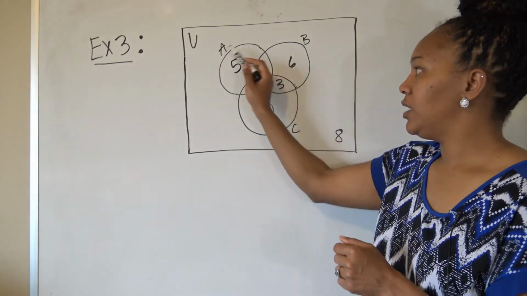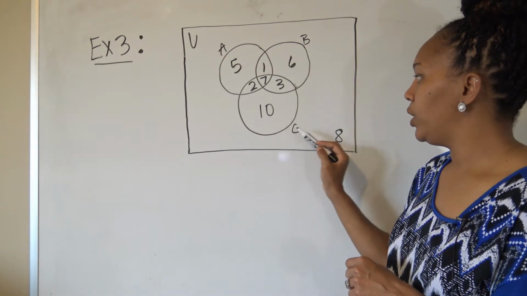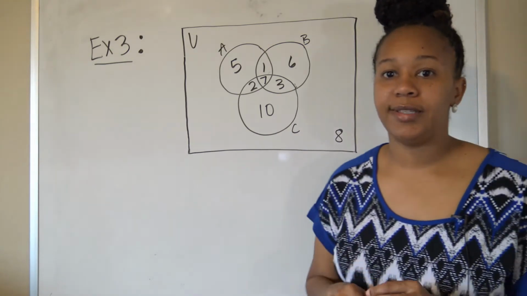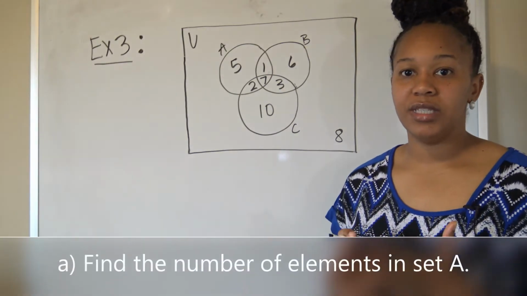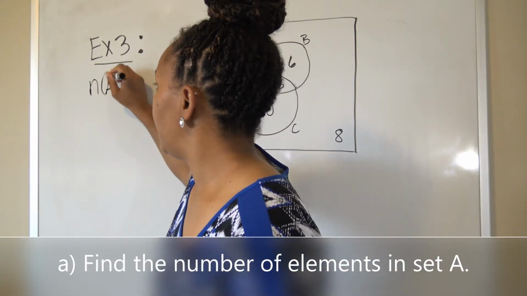Okay, so I have this set A that has 5, 1, 2, and 7, B has 6, 1, 7, and 3, and C has 2, 7, 3, and 10, and then this outer region has 8. Okay, so the first thing I want to do is find the number of elements in set A. So I want to know what is the number in A.